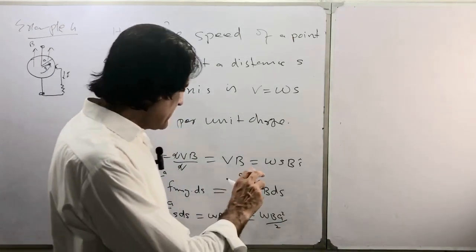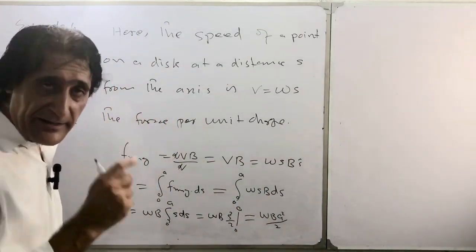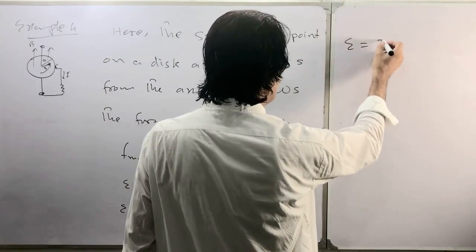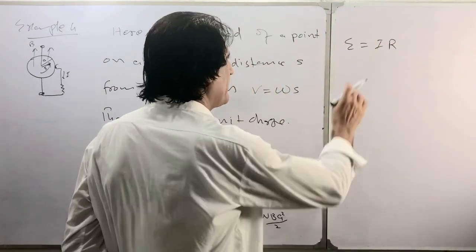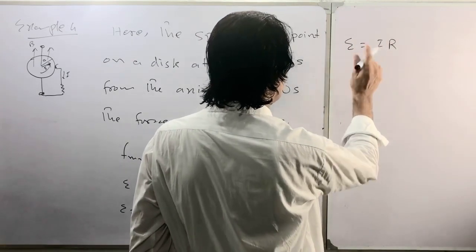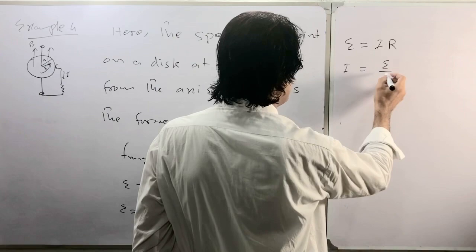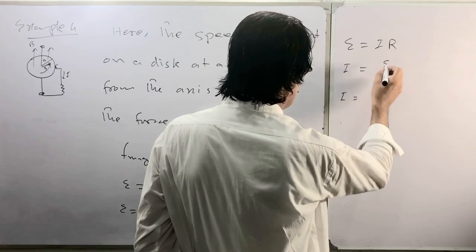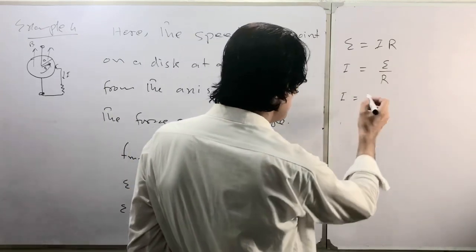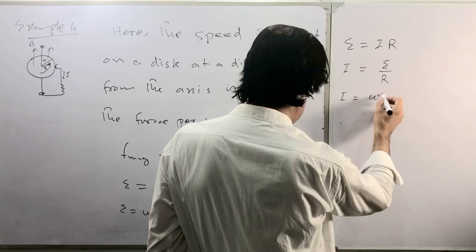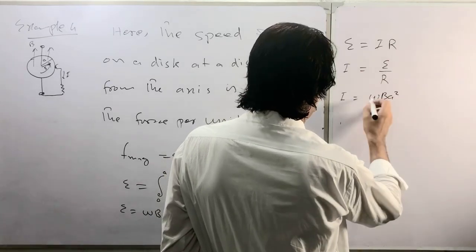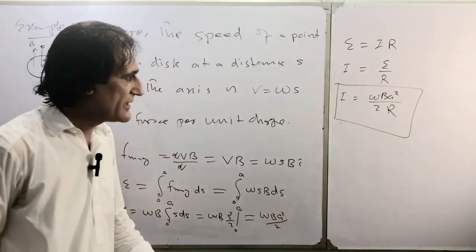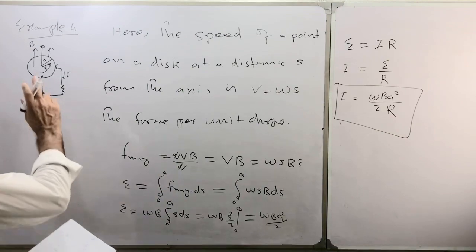Now we are interested in finding the current I. How can we find it? Because EMF is equal to IR, if I have to calculate the current I, then EMF divided by the resistance R, and this EMF I have already calculated. So this will be equal to omega B a squared divided by 2R. This is actually the current produced in this circuit.